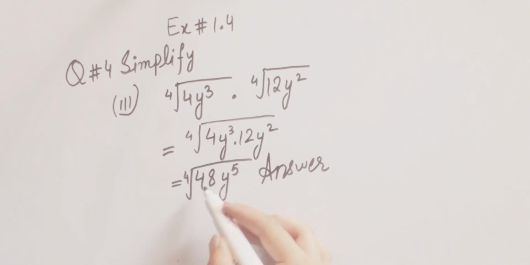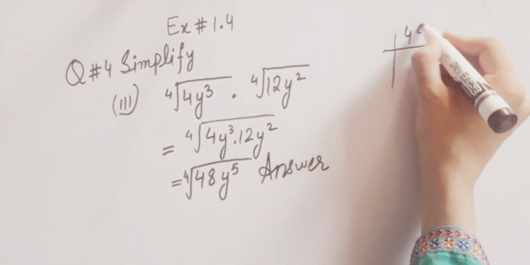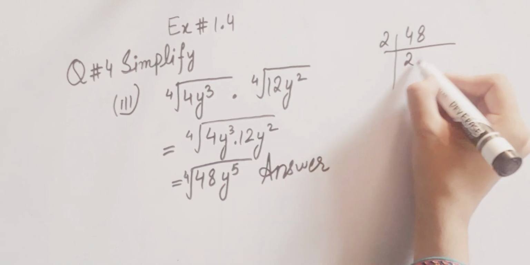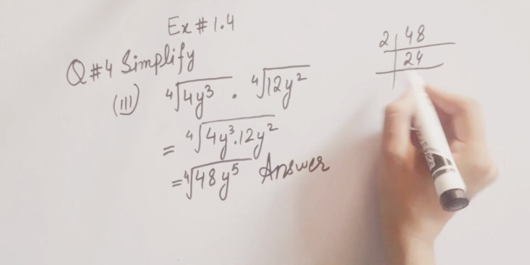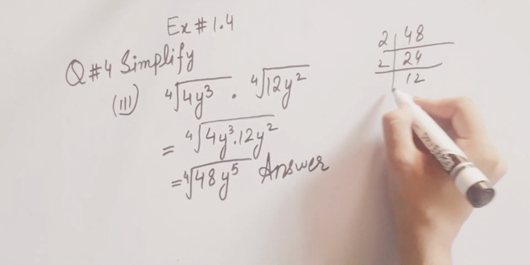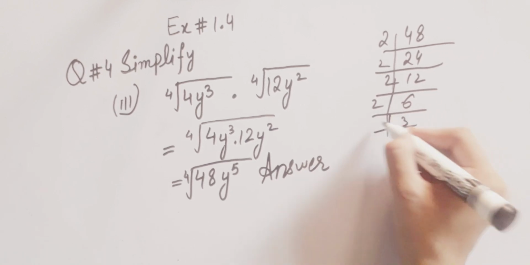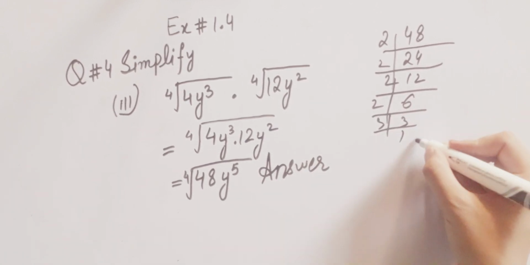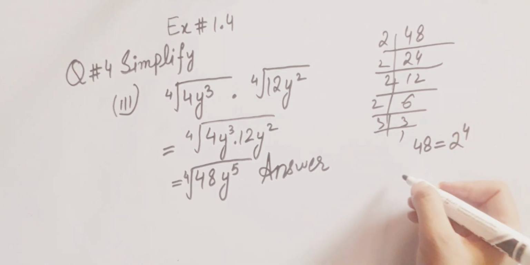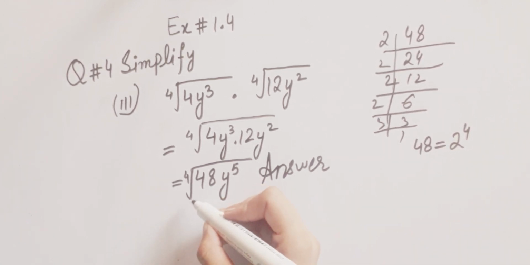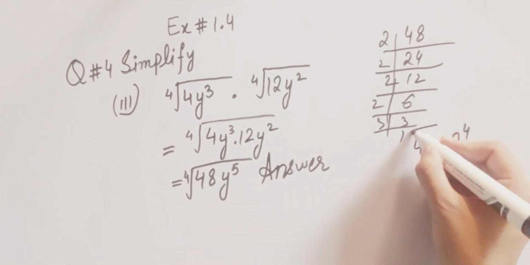Students, if you want to simplify 48, we can make the factors of 48. 48 divided by 2, we have 24. When 24 is divided by 2, we have 12. 12 divided by 2, we have 6. 6 divided by 2, we have 3. So we can write 48 as 2 power 4, times 3, under the fourth root.